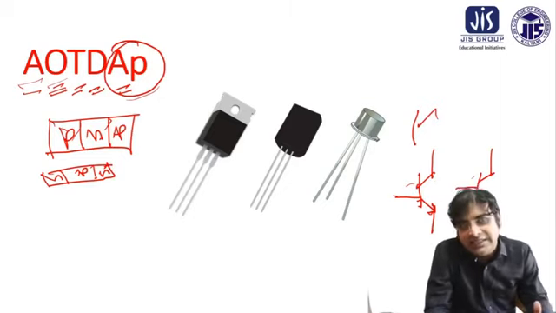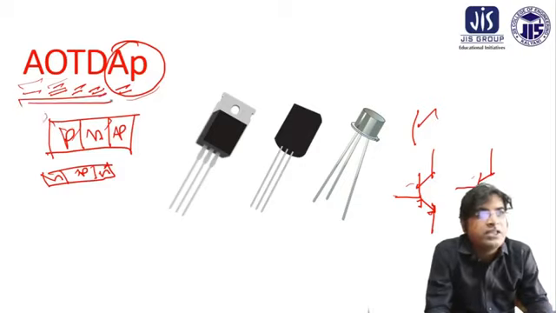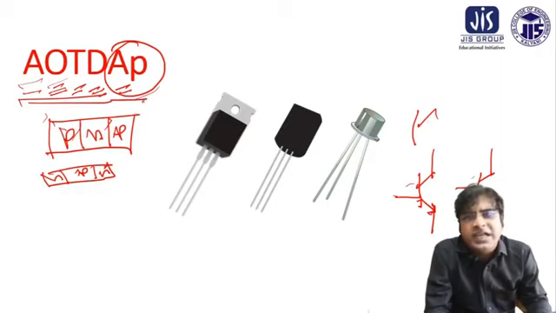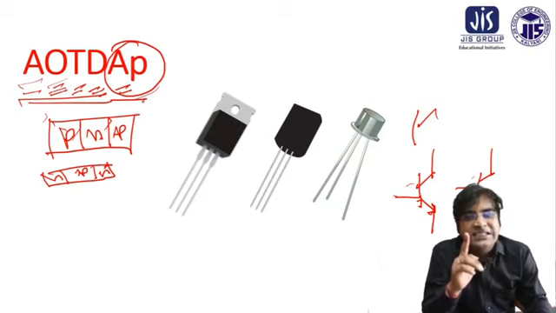This particular video is developed for the purpose of showing how we can study and learn about this AOTDAP. For any kind of electronics thing, electronics component or electronics device, you can use this AOTDAP format and understand it. But you must follow it in order: first A, then O, then T, then D, and then AP.